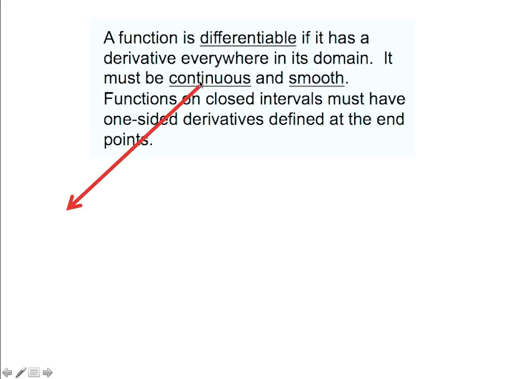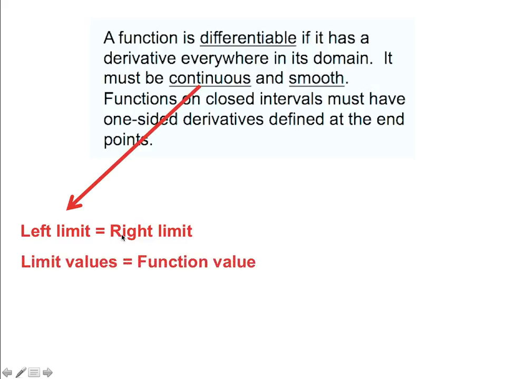So we know that continuous means the left and the right limit are equal. In other words, if we look on either side of that point, we are always trending towards the same y value. And that's the math notation for what this says.